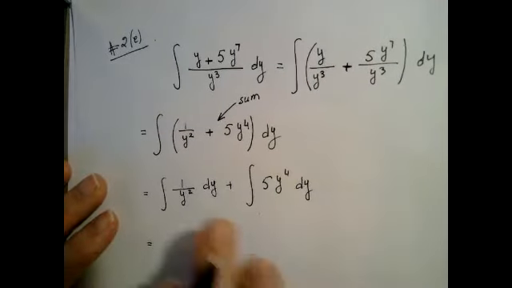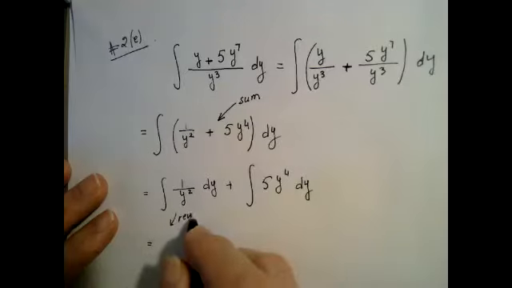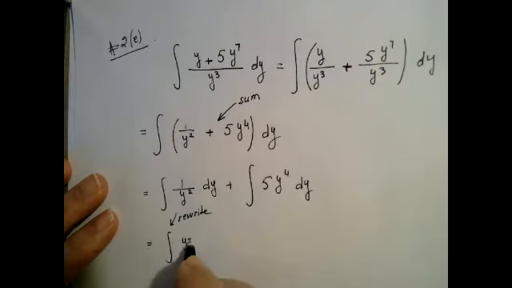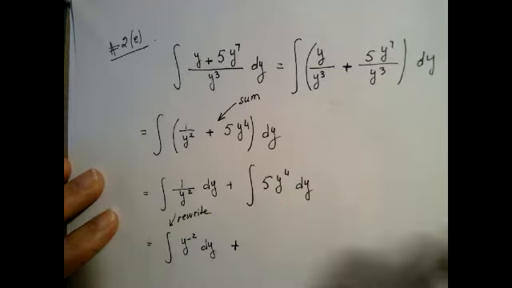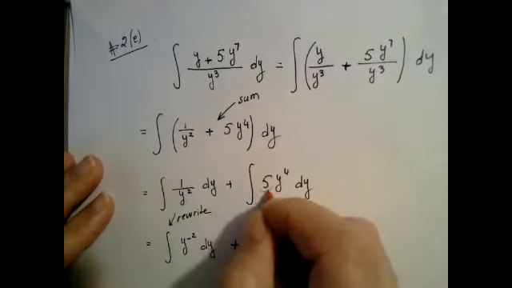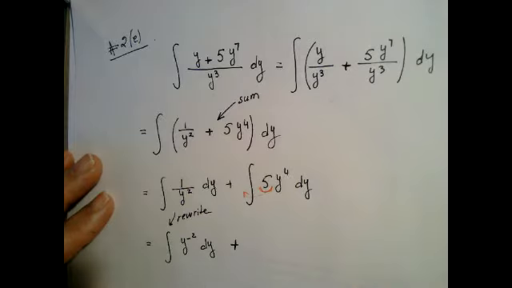The antiderivative of the first, one over y squared, we have to rewrite. That gives me the integral of y to the minus two dy. Otherwise, I don't know what to do with it. Plus, I know y to the 4, but I have a 5 in here. The property of the integral tells me if you have a constant, the constant can go out. So I take my constant out: 5 times the integral of y to the 4 dy.